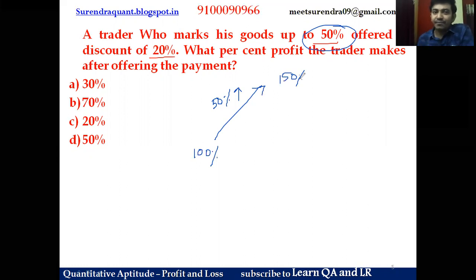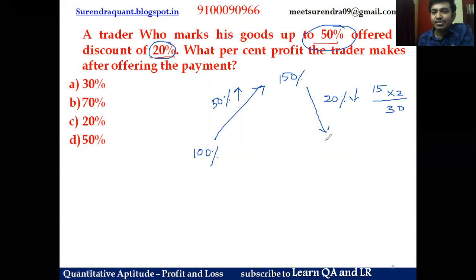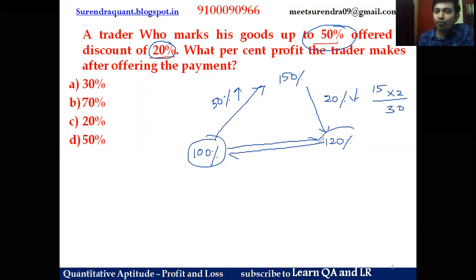Now on this 150, he gives a discount of 20%. So here 20% value decreases. What is 10% of 150? 15. 20% is nothing but 2 times of 10%, so 30 he discounted from 150. So the selling price is 120%. Now, what is the gain in this transaction, guys? He purchased for 100 and he sold for 120. There is a net increase of 20%.